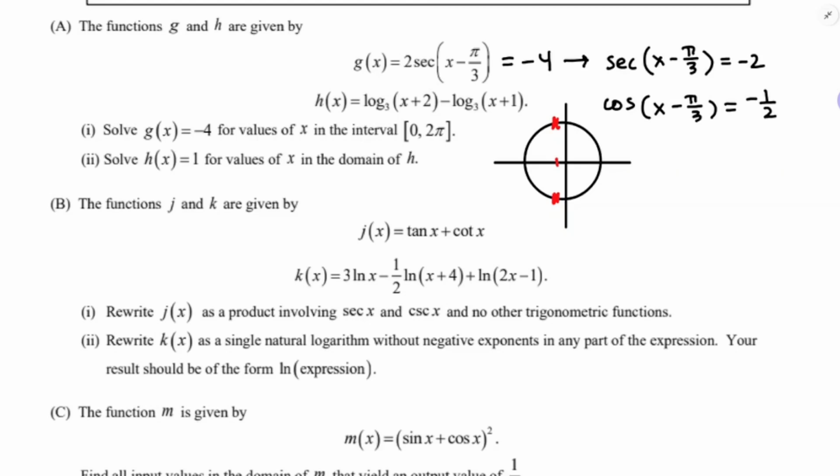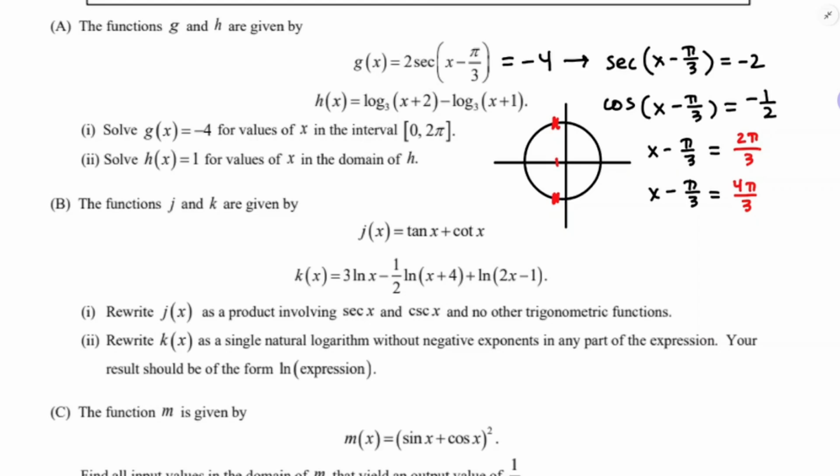So on the interval 0 to 2 pi, x minus pi over 3 might equal 2 pi over 3. And then x minus pi over 3 equals 4 pi over 3. Now, if one of these ended up going outside the interval 0 to 2 pi, which it's not, I would definitely check the negative values that made this true. Like, I guess -2 pi over 3 also works. Different name for 4 pi over 3, but that's not going to be necessary in this case.